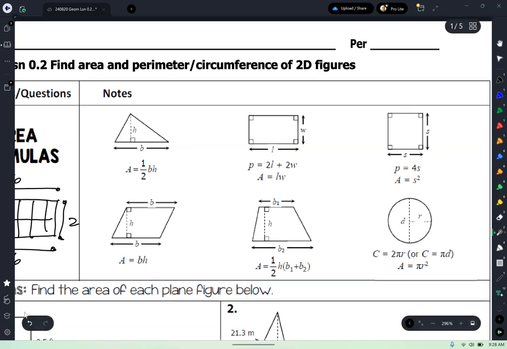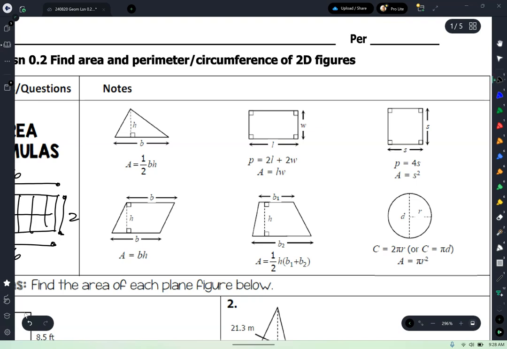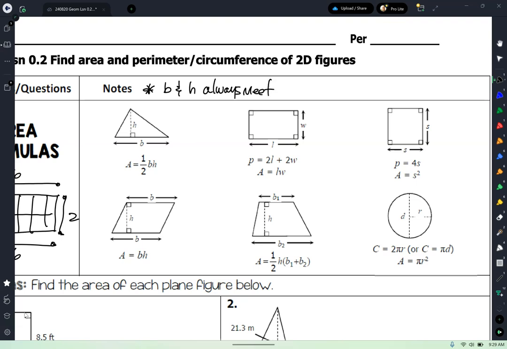Very good. Now, something that's super important for you to know, jot this down. Lowercase b, base, and lowercase h, height, you'll see why I'm saying that in a week or so, always meet at 90 degrees.